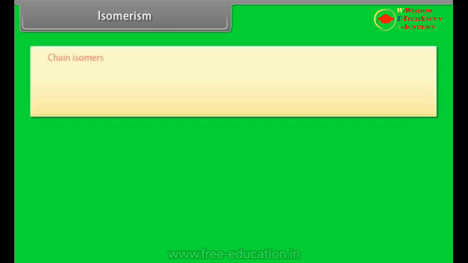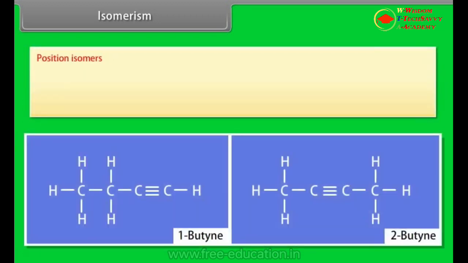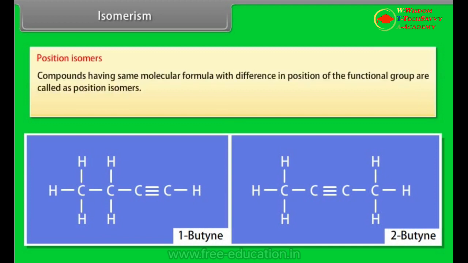Isomerism. Chain isomers. Compounds having the same molecular formula with a difference in carbon chain pattern, like linear or branched, are called chain isomers. 1-pentyne is a chain isomer of 3-methylbutyne. Position isomers. Compounds having the same molecular formula with a difference in the position of the functional group are called position isomers. 1-butyne and 2-butyne are position isomers.